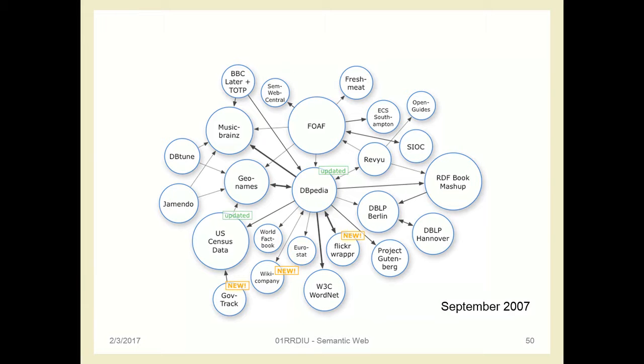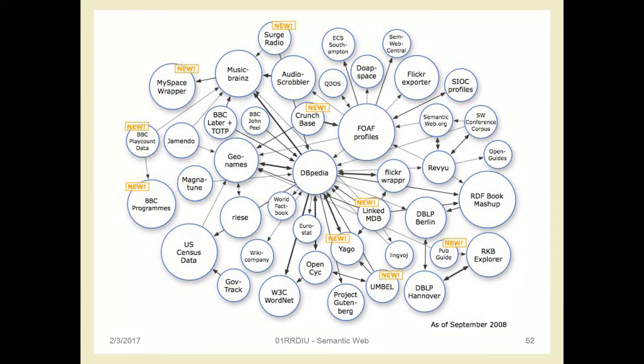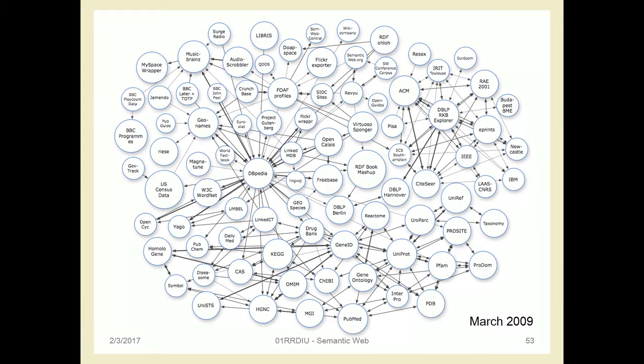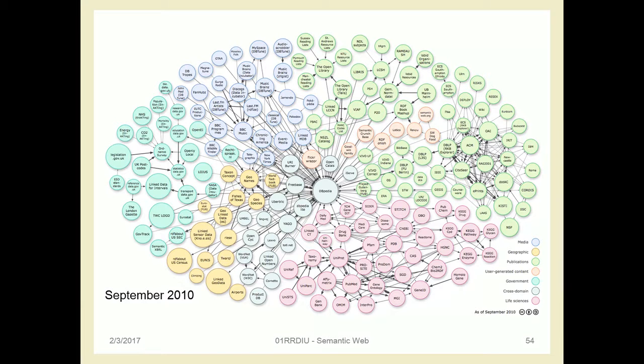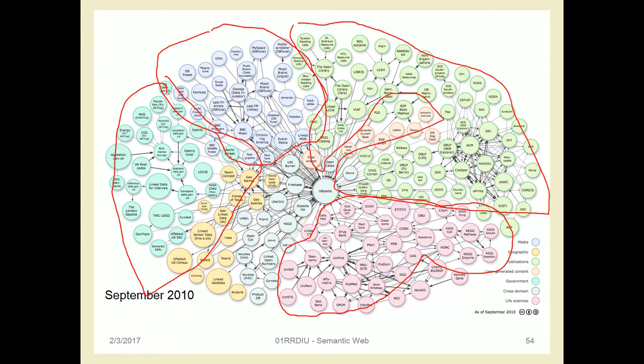Very quickly, this is what happened in September 2007, that is after 6 months. There are many new data sets connected and a number of links added. And so on, February 2008, September 2008, March 2009, becomes less and less readable. Here, they started to color the graph according to the main subject. For example, the blue is media. This one, it is also very large, is life science. Then we have some government data that are here. Publications are the green, and so on.